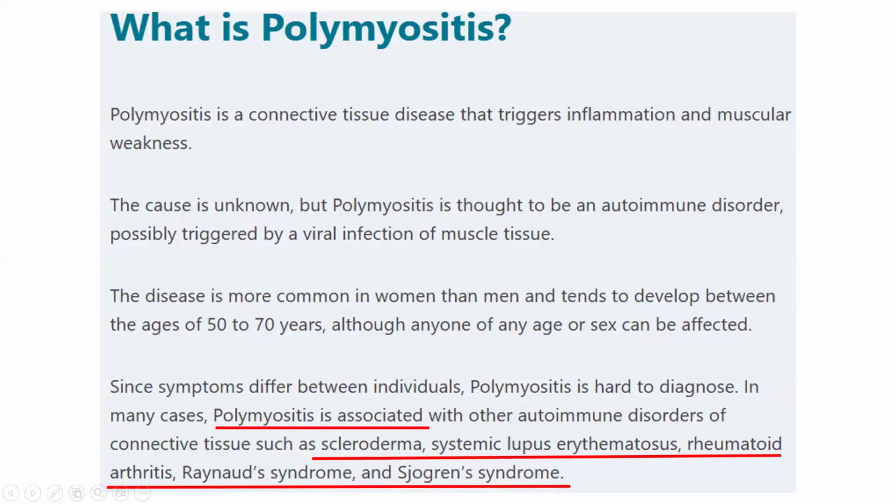So what is polymyositis, right? So it's basically a connective tissue disease, and it's an inflammatory disease. So there's inflammation that's affecting the muscles. So poly means multiple, myositis means myo is muscle, so inflammation of the muscle, right? So cause is unknown, and there is a possible background of a viral infection at the outset, right? And it's known to be more common in women than men, and the common ages that are affected is between 50 to 70 years.